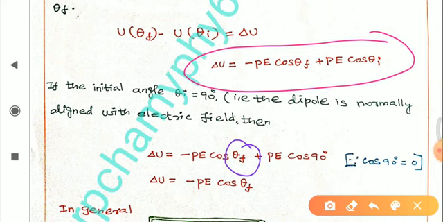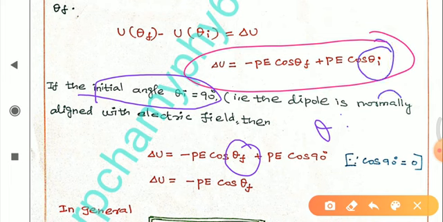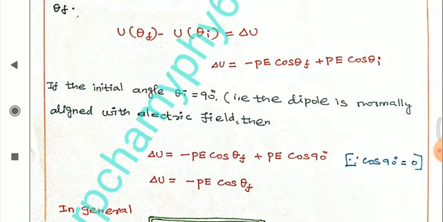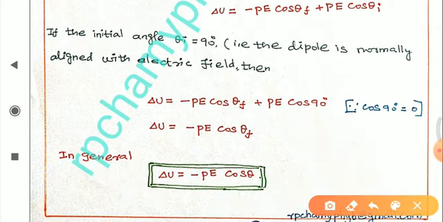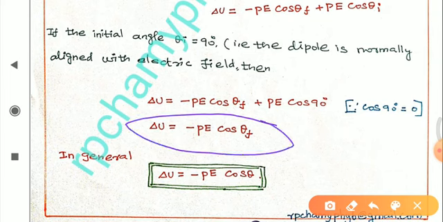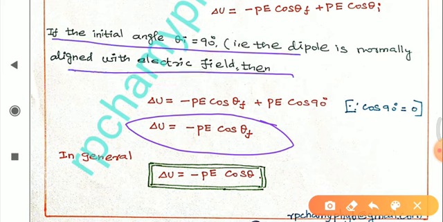Okay, so here the initial angle is the important point. The initial angle is nothing but theta I. If we substitute 90 degrees for theta I, cos 90 is equal to what? 0. So the complete term will be cancelled. Then what will be the remaining? It will be given by del U is equal to minus cos theta F. It is so only if the dipole is aligned normal to the direction of the electric field.